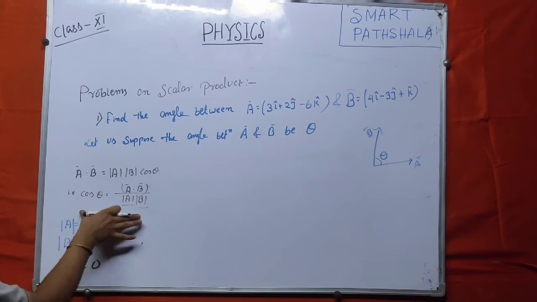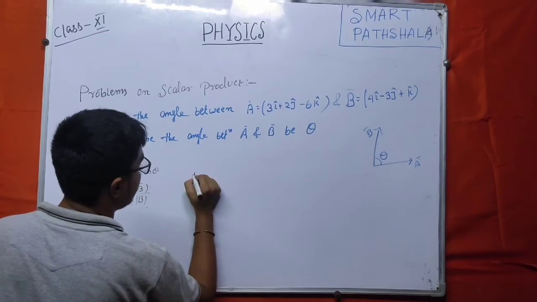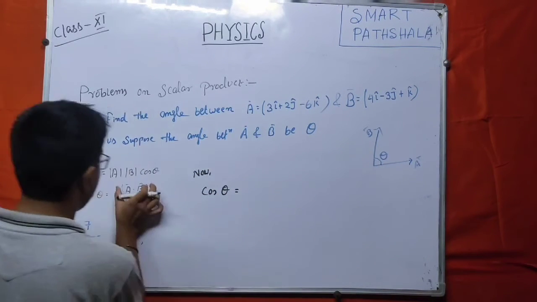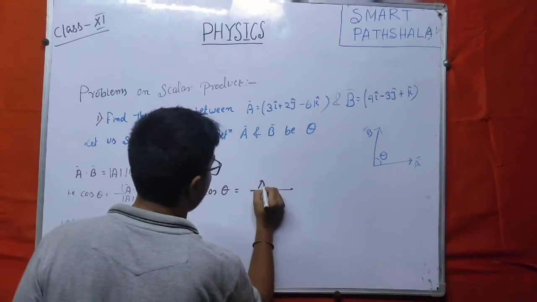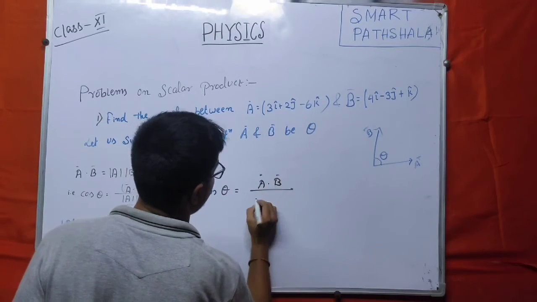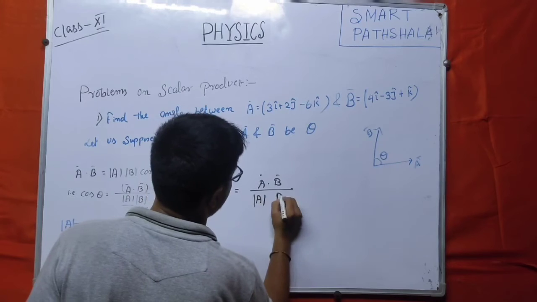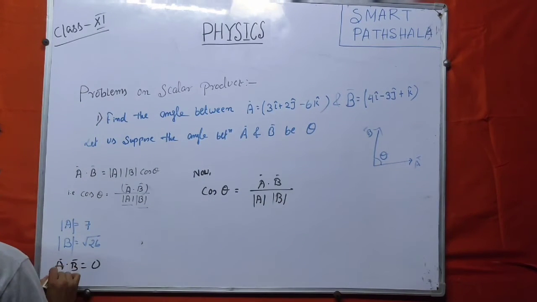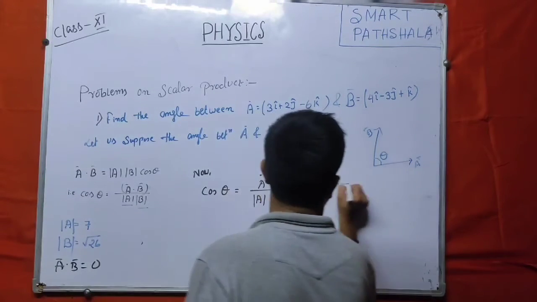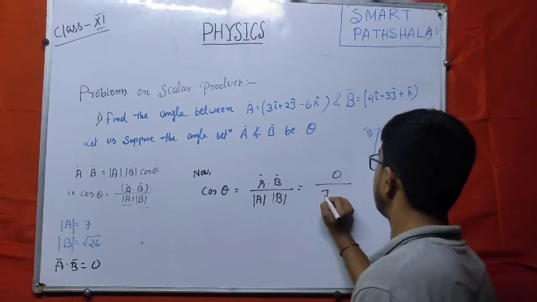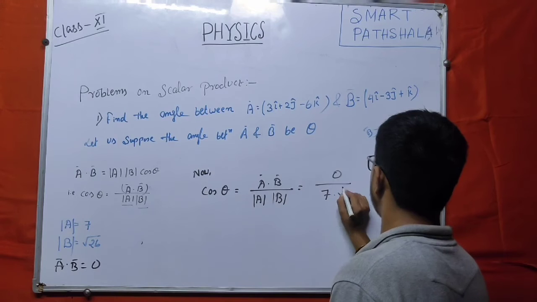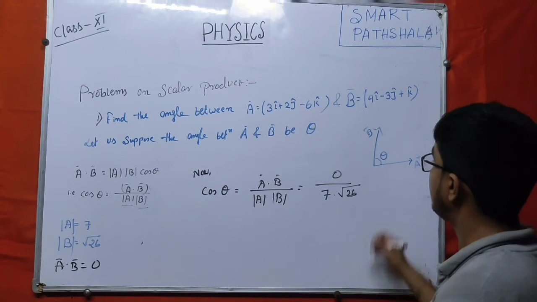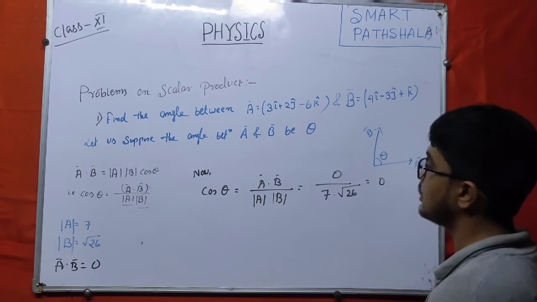Now put it in this formula. cos theta equal to a vector dot b vector by mod a mod b. a dot b is 0, mod a is 7, mod b is root 26. 0 by 7 into root 26 will give us 0.